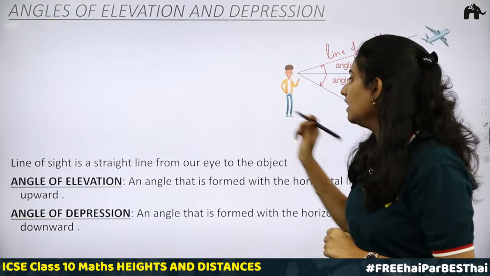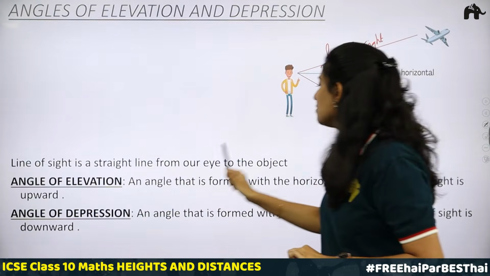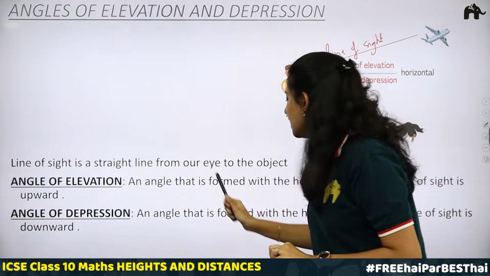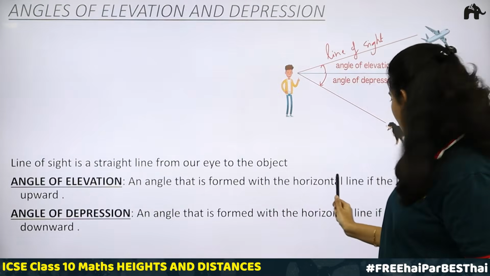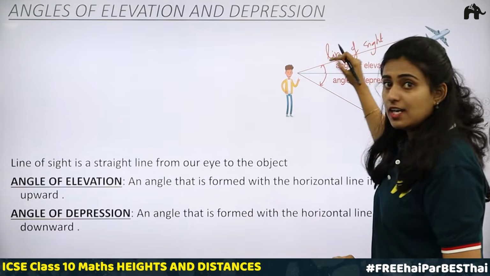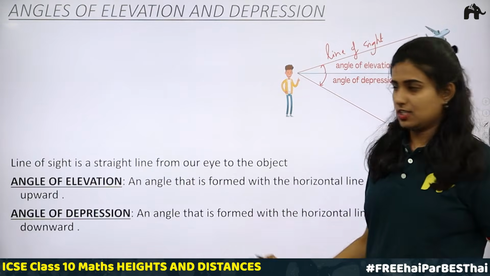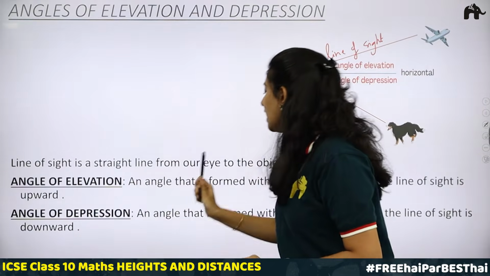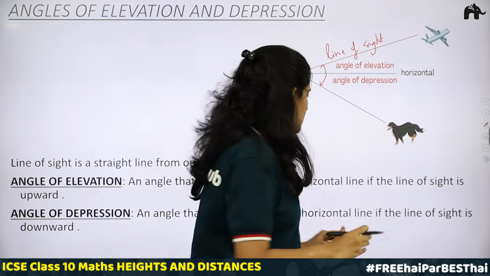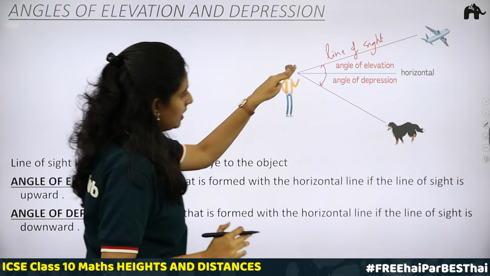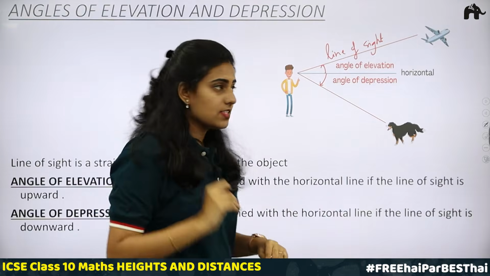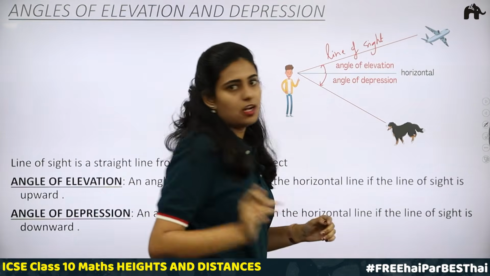Line of sight. Got the basic things? What is a line of sight? Line of sight is a straight line from our eye to the object. Then angle of elevation is an angle that is formed with the horizontal line if the line of sight is upward. Here the line of sight is upward, then the angle is the angle of elevation. Next, angle of depression is an angle that is formed with the horizontal line if the line of sight is downwards. Here the line of sight is downward. This is the line of sight. When the line of sight is downward, we call it angle of depression.